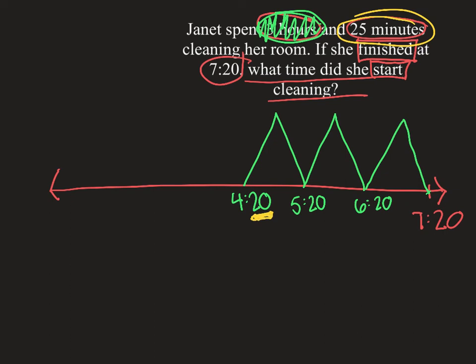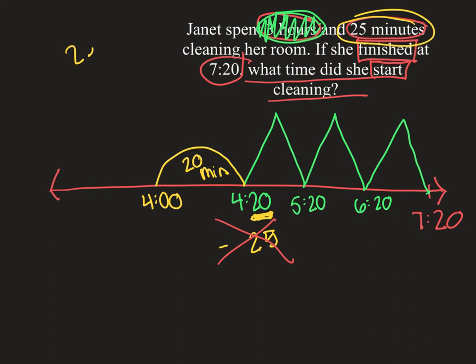Because I'm not going to do 420 minus 25, okay? That's a no-go. We don't do that. So I'm just going to take away the 20 minutes first to get from 4:20 to 4, okay? And so I had 25 minutes. I just spent 20 of them. I'm left with 5 more.